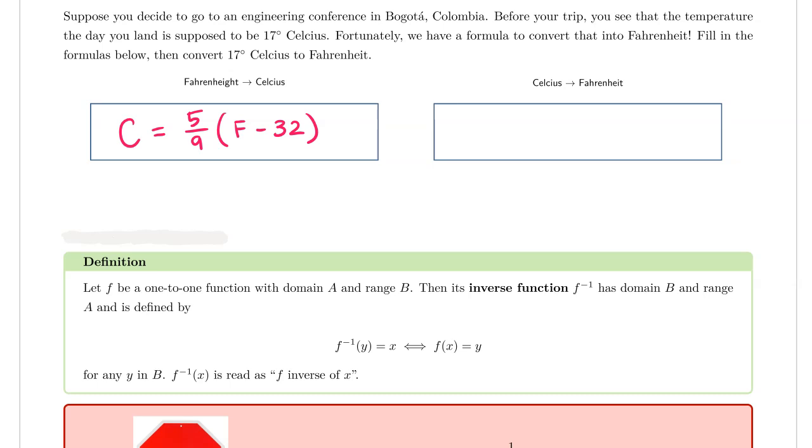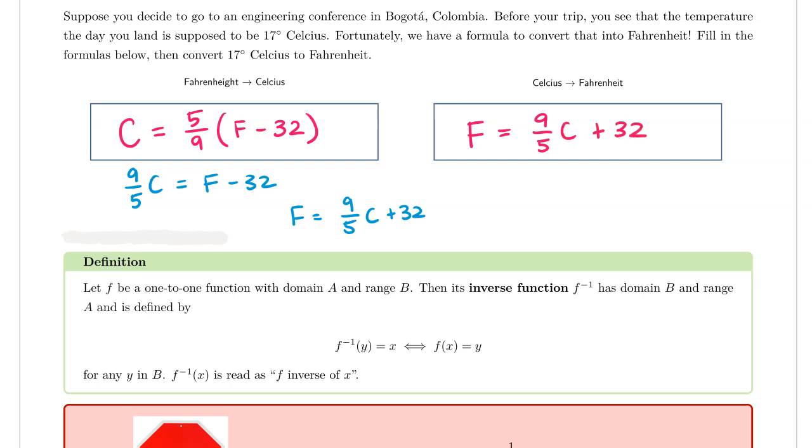Well, if I multiply both sides of this equation by 9/5, then I would get 9/5 C is equal to F minus 32. And then if I added 32 to both sides, I would get F is equal to 9/5 C plus 32. And it turns out that that's the formula that we were looking for in the next box. So a Fahrenheit value is equal to 9/5 of the Celsius value plus 32. So it's cool that we can go back and forth between those. Let's go ahead and answer the next part of the question.